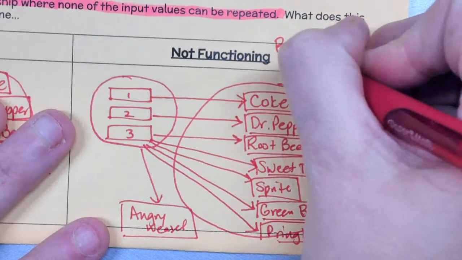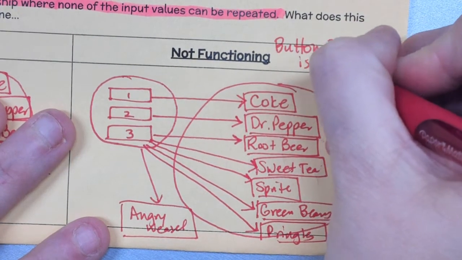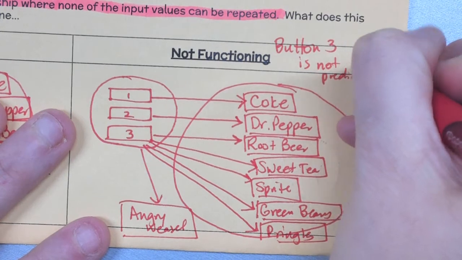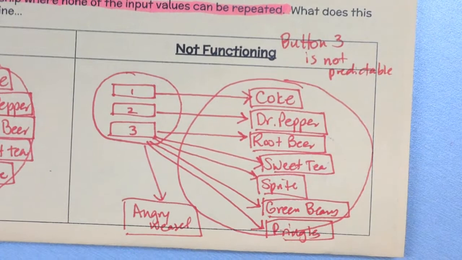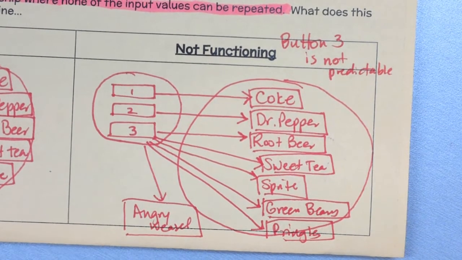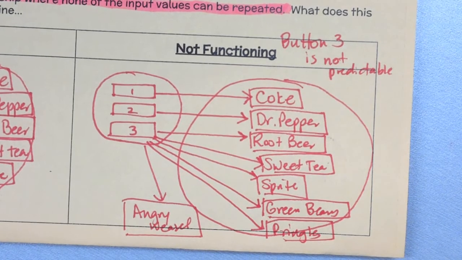Okay? So in this case, button 3 is not predictable, and that makes this not a function. Okay? I could get a drink. I could have to drink green bean juice. I could get Pringles, don't have anything in them at all, or I could get attacked by a wild animal. Okay? I don't know what's going to happen, but only some of it's okay. Only one of those possibilities is what I want, which is root beer from that button.